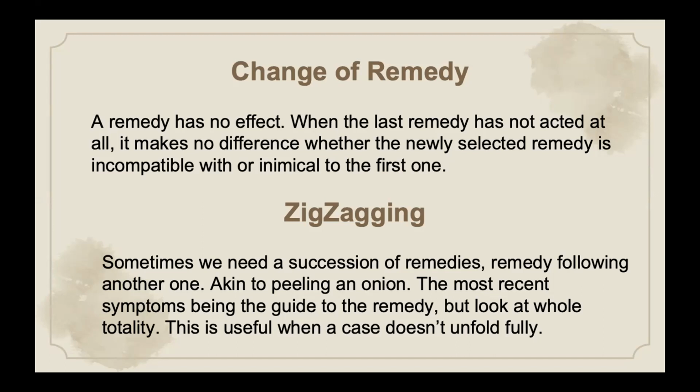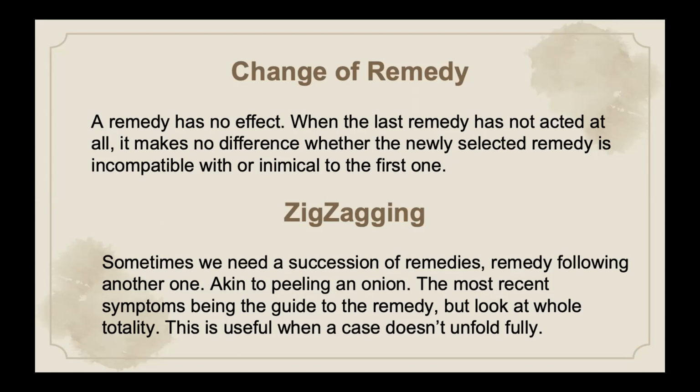One of the ways to change a remedy is called zigzagging. And I've seen this in practice, where it's a succession of remedies because the case almost doesn't unfold fully, or the patients themselves don't reveal everything. They just focus on their current state, and it's difficult for them to go back in time. So you don't have the full case.